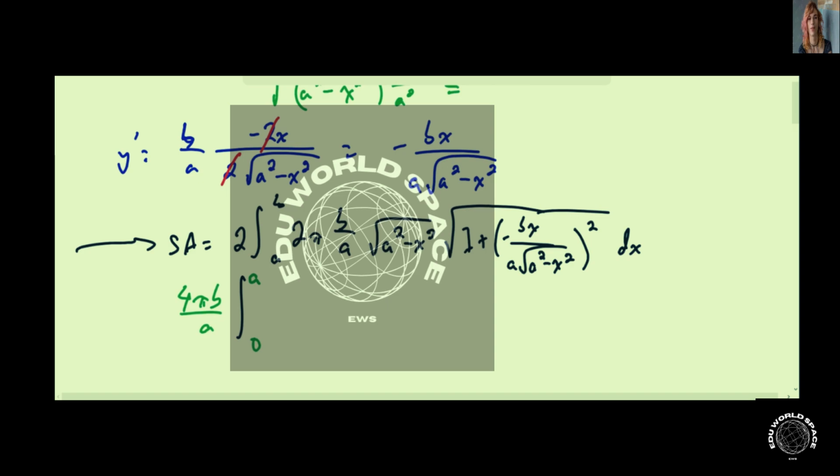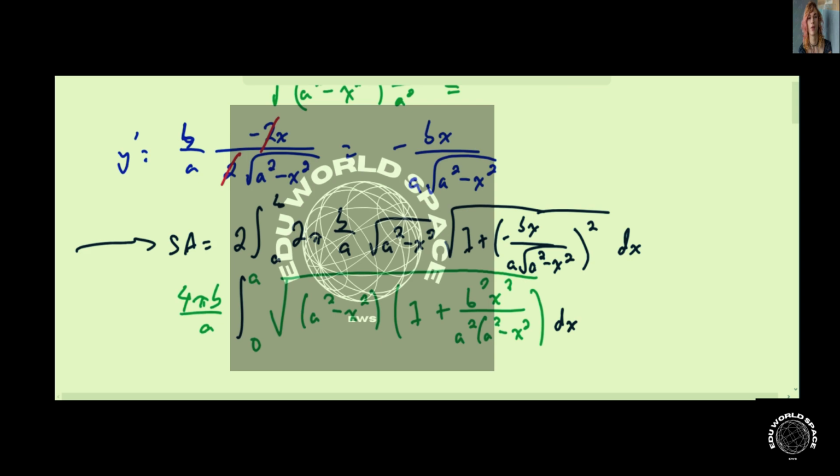The square roots can multiply together, so we would have the square root of a squared minus x squared, and we can also expand out the square as well. The square within the square root. It would be 1 plus b squared x squared over a squared times a squared minus x squared. All of this stuff is in the square root, and this will be integrated with respect to x.